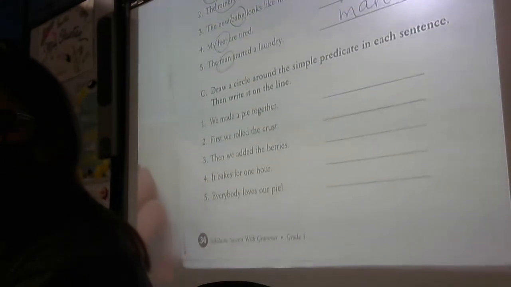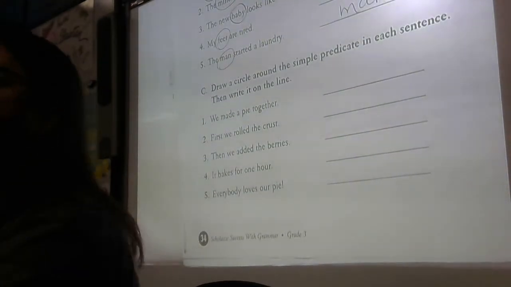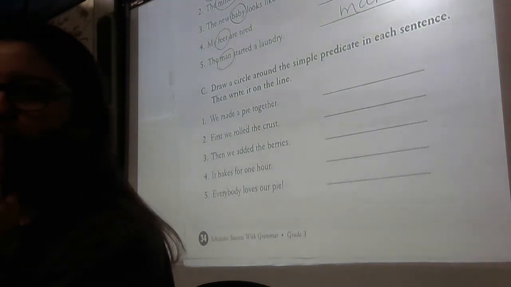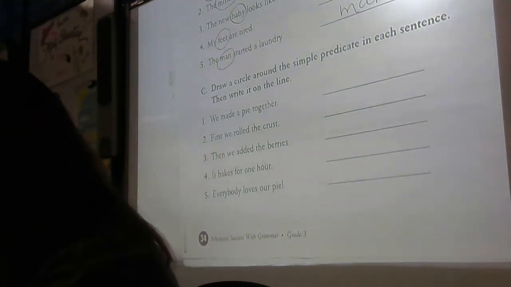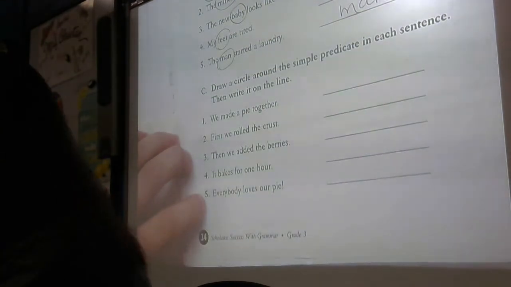Okay, part two. Draw a circle around the simple predicate. Then write it on the line. So we're just looking for the action verb. What are we looking for? The verb. Okay, we made a pie together. What did we do? Made.